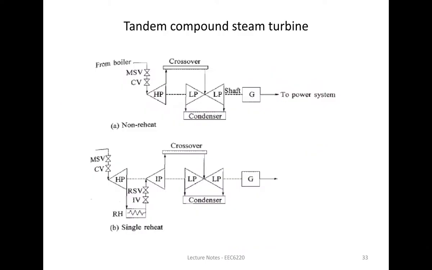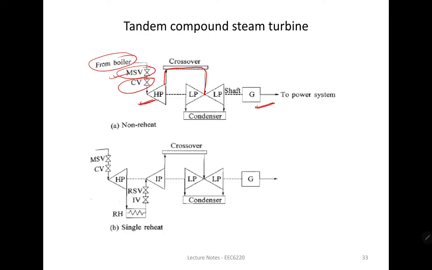Now you can see over here the tandem compound steam turbine, the model of that. Now the tandem compound, we have told you earlier that it is connected to a single generator. So from the boiler the steam is coming. Main inlet stop valve is there. Control valve is in series with that. The steam is going first of all into the high pressure turbine, all right. After the utilization in the high pressure turbine, this moves through the crossover to the low pressure turbine, okay.